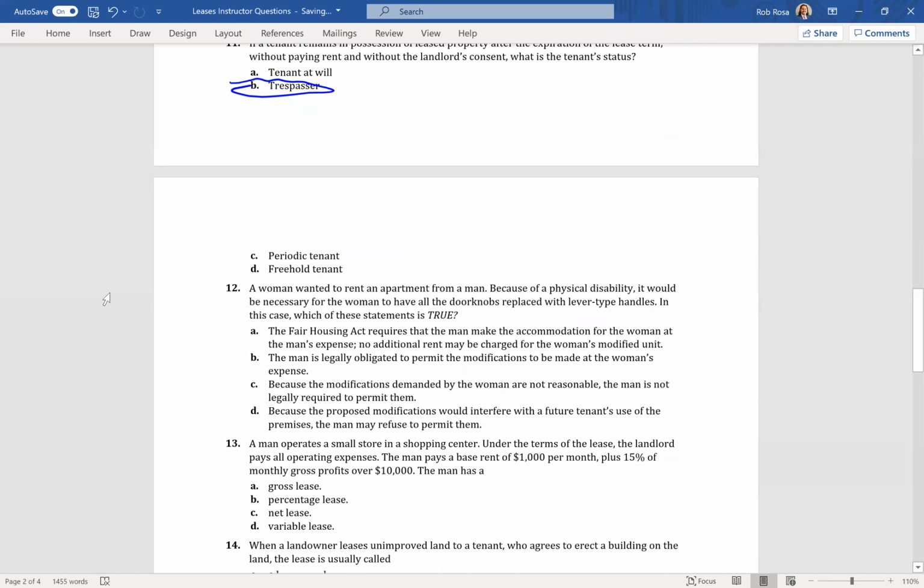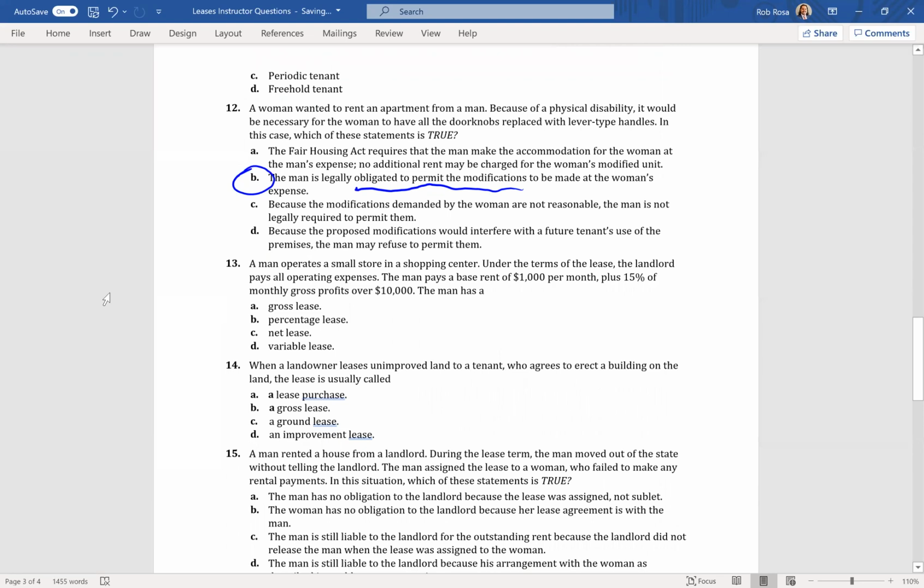Number 12, a woman wanted to rent an apartment from a man. Because of a physical disability, it would be necessary for the woman to have all the doorknobs replaced with lever type handles. In this case, which of these statements is true? A. B. Okay. So does the landlord have to do it? No. Yeah, it was either A or B. The landlord or the man is obligated to permit the modifications. So they have to allow it, but they don't have to do it. They don't have to pay for it. Okay. That's right.